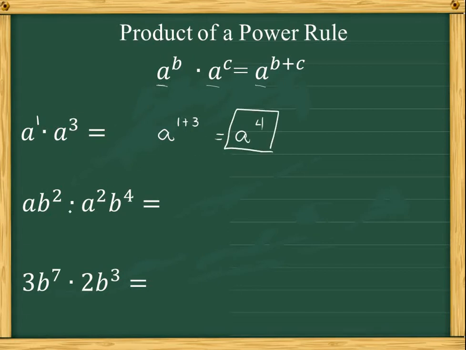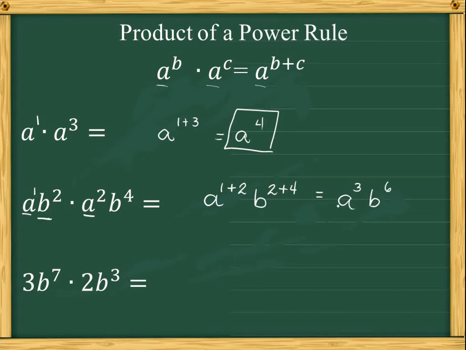Now, let's have another example. Ano-ano ang ating mga base? We have base A and base B. So, the exponent of A here is automatically 1. And we have another A here at ang exponent niya ay 2. So, plus 2. Next, the exponent of B here is 2. At meron pa tayong isang B at ang exponent niya ay 4. So, i-add lang natin. Simplifying this one, this is A raised to 1 plus 2 is 3. B raised to 2 plus 4 is 6.